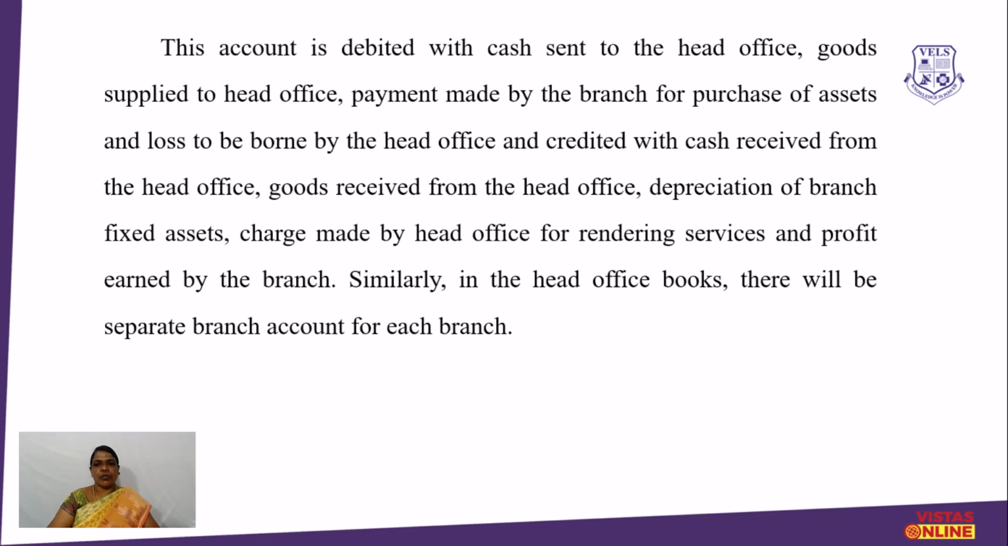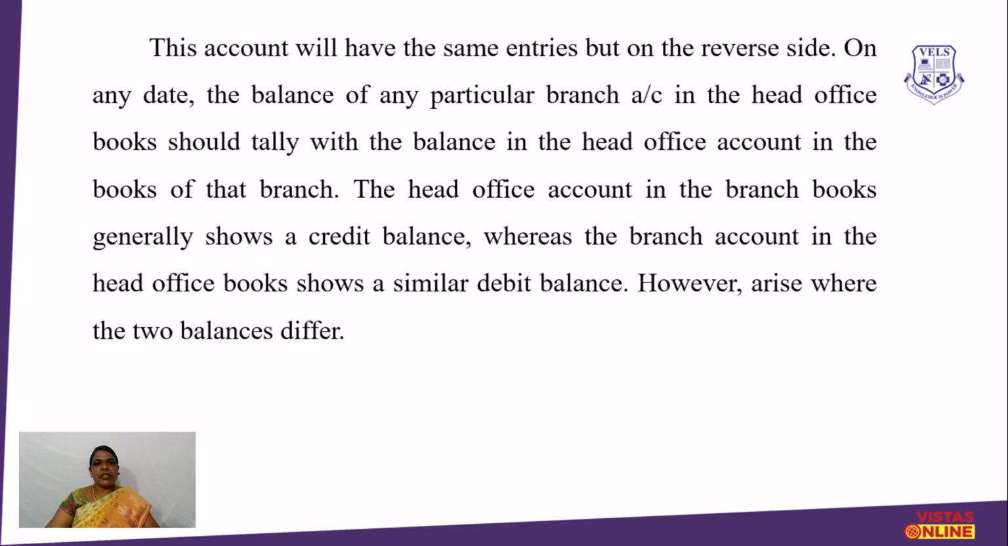Similarly, in the head office books, there will be a separate branch account for each branch. This account will have the same entries but on the reverse side. On any date, the balance of any particular branch account in the head office books should tally with the balance in the head office account in the books of the branch. The head office account in the branch books generally shows a credit balance, whereas the branch account in the head office books similarly shows a debit balance.